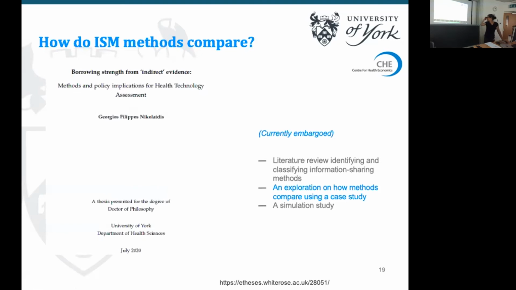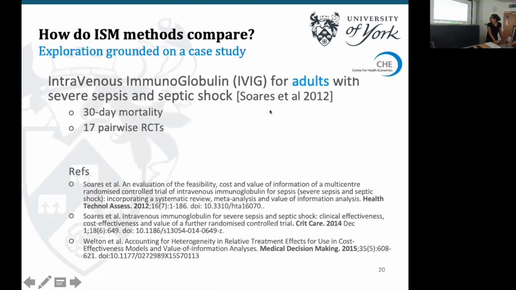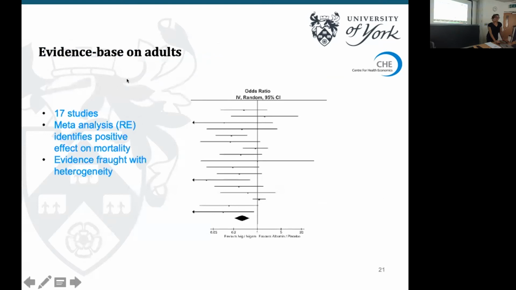So the second chapter in George's thesis looked at how different methods compare using a single case study. The case study was a project that I worked on years ago of intravenous immunoglobulin for adults with severe sepsis and septic shock. The main outcome on the clinical effectiveness was 30-day mortality, and there were 17 pairwise RCTs on IVIG, which is the short name for that treatment.